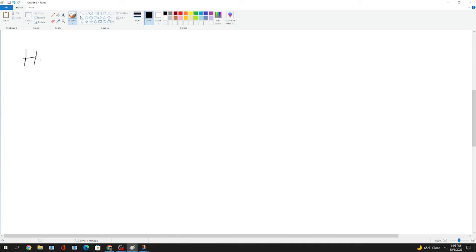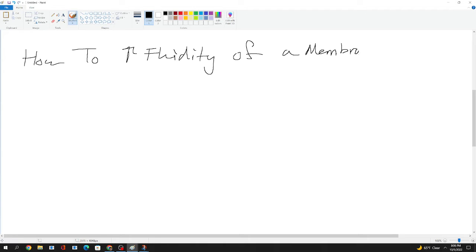So, how to increase fluidity of a membrane. Number one, temperature. Always going to be temperature. Super key right here. So temperature, what it does, is it increases the speed of the molecules.